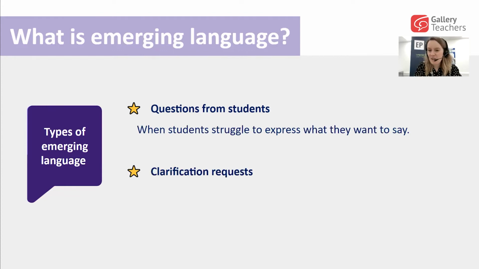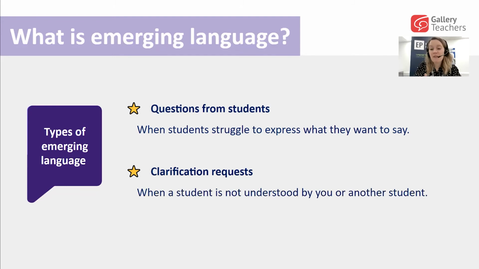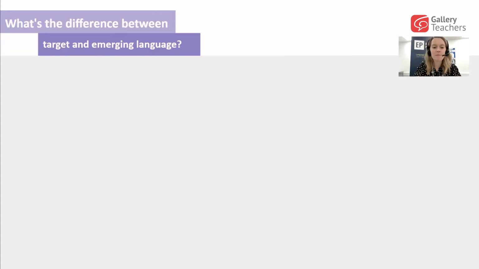And finally, clarification requests. So you might find this when students are talking together in groups or pairs, there might be a little bit of misunderstanding between them. One student might not understand what the other one is trying to say or express. Or it might also be a clarification request from you. You don't understand what the student is trying to tell you. You want to be able to help them express it in a clearer way so that they can be understood by everybody, including yourself.